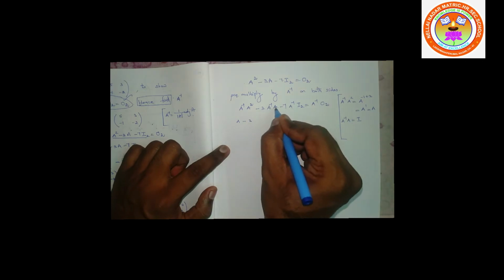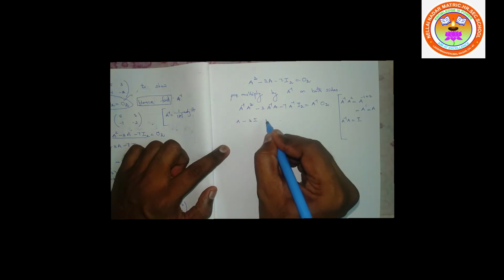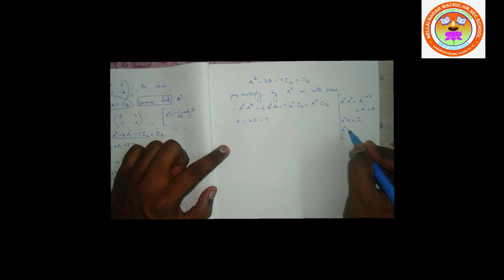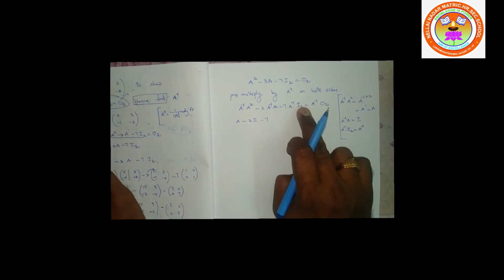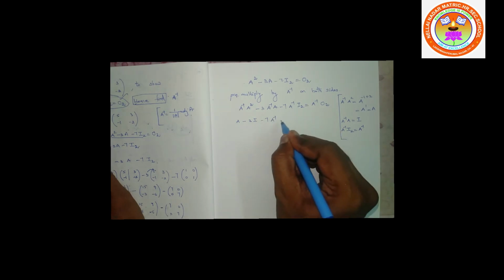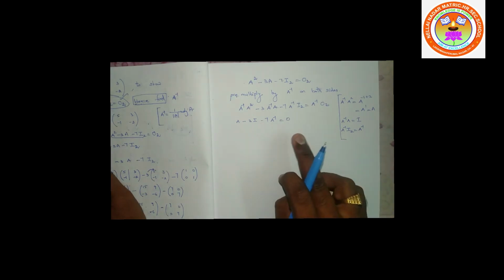So minus 3, A inverse A is nothing but I. Minus 7, A inverse into I2. A inverse into I2 is nothing but A inverse. Listen carefully. A inverse into I2 is nothing but A inverse. Minus 7 into A inverse. A inverse O2 we can write as 0. Now listen, I am writing this as 0. I will teach you once again.